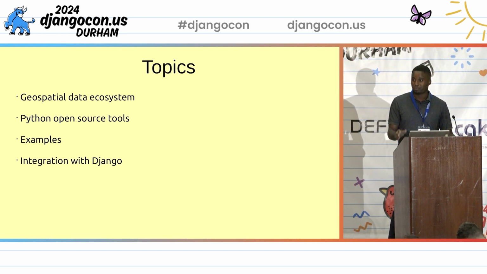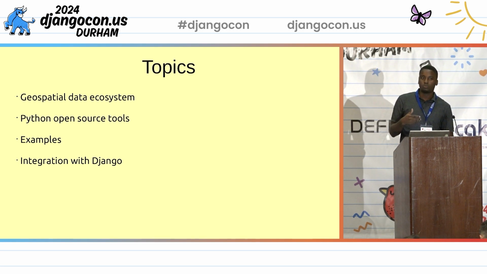I was planning to have some live coding, but my other computer didn't work. So we're just going to have some examples, and then at the end of the talk, I'm going to share my resources. You can visit them later, and then you can see how those examples actually work. And then at last, we're going to touch a bit on how all these open source tools and packages can be used inside Django, and the current support of geospatial data inside Django.